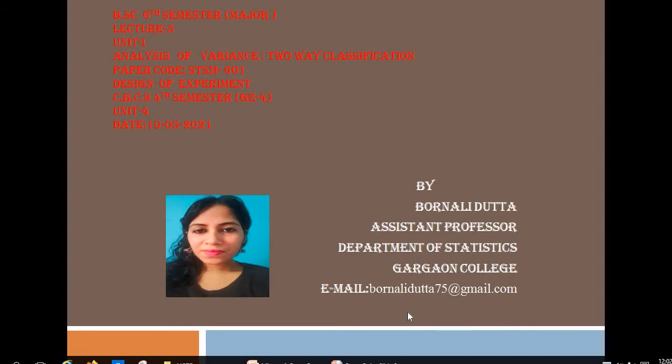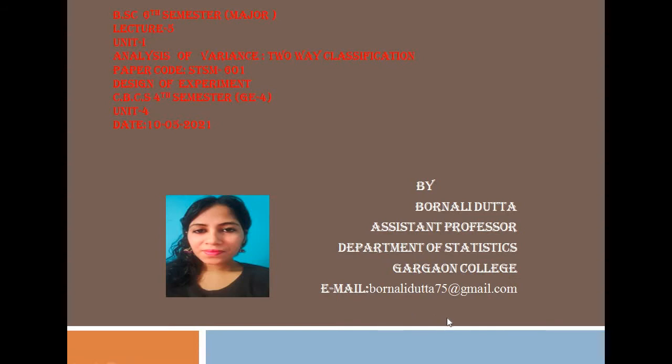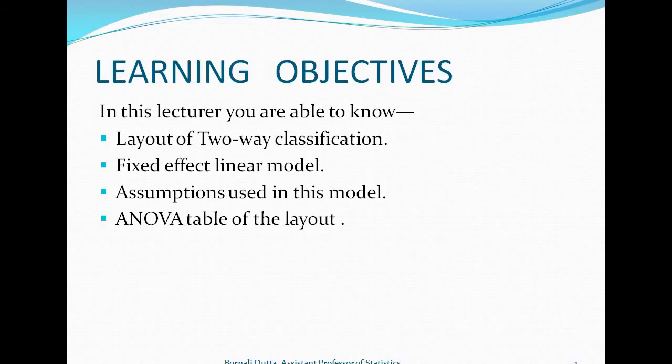Today's lecture, I am talking about two-way classification of analysis of variance. This topic is designed for BSc 6th semester major students and CBCS 4th semester generic students. After completion of this lecture, you are able to know the layout of two-way classification, the fixed effect linear model used in this classification, and different assumptions used in this model, and the ANOVA table of this layout.